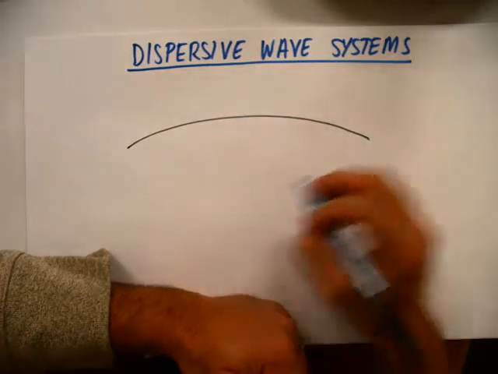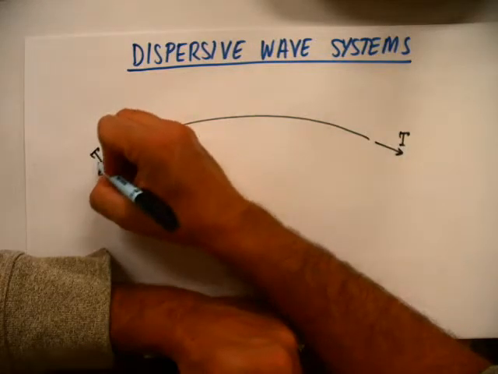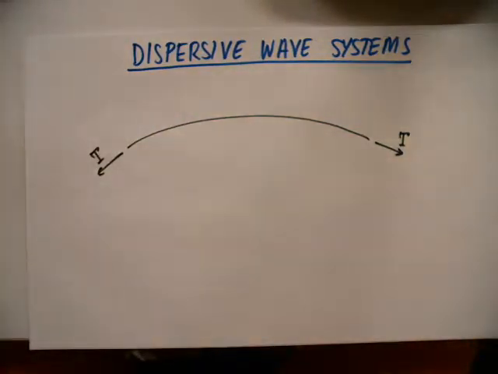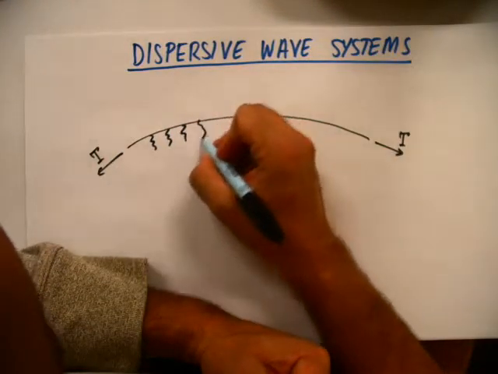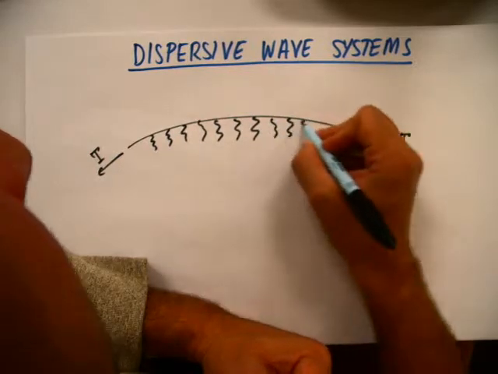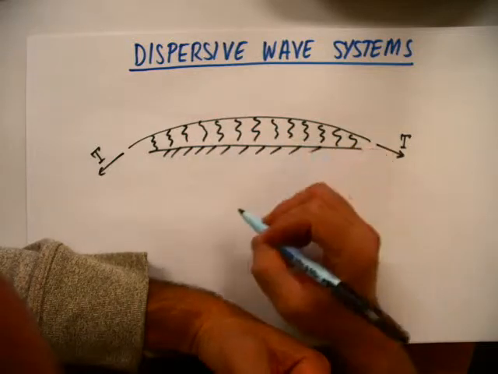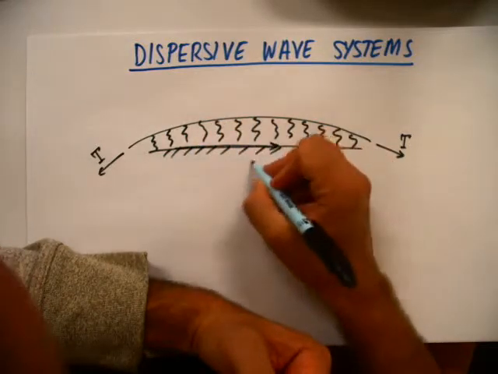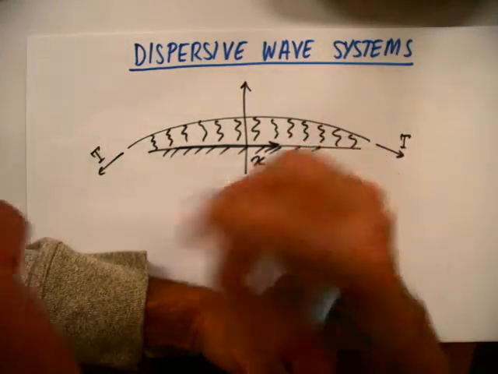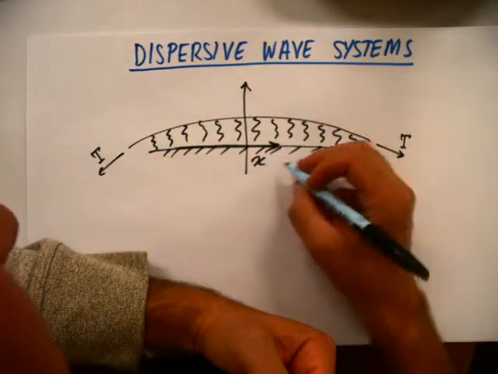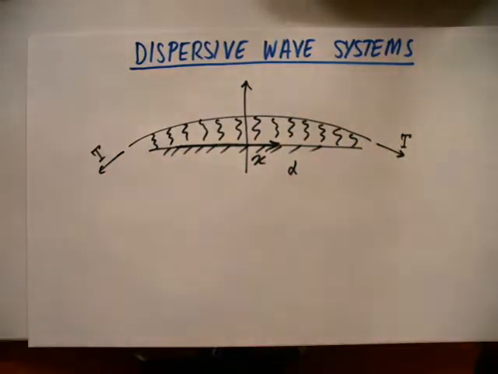Let's consider a string which is subject to a tension stress T, and let's assume that there is also a uniform bed of elastic springs. So there is an elastic bed, and let's assume this is the direction x, and this elastic bed has a uniform coefficient of elasticity. The stiffness constant basically is alpha per unit length.